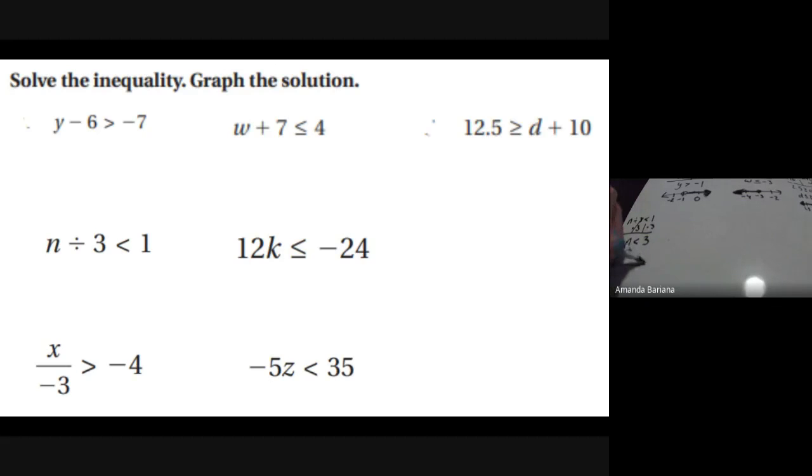Real quick graph here. 2, 3, 4, open circle, and less than. Nice and easy, same thing we did up top. All right, next one.